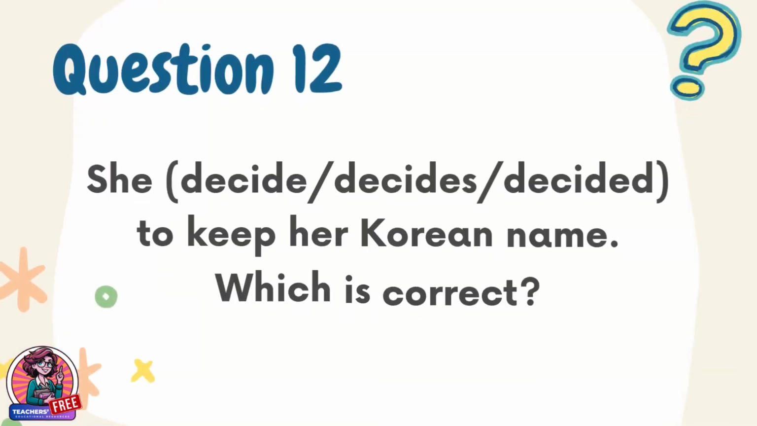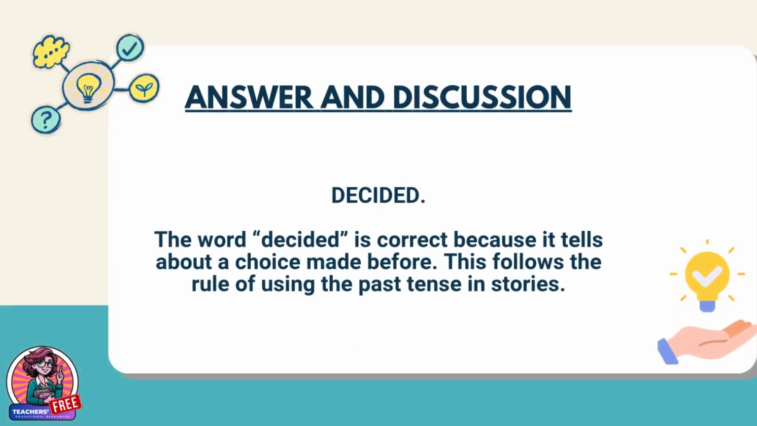Question 12. She decide, decides, decided to keep her Korean name. Which is correct? Answer: decided. The word decided is correct because it tells about a choice made before. This follows the rule of using the past tense in stories.